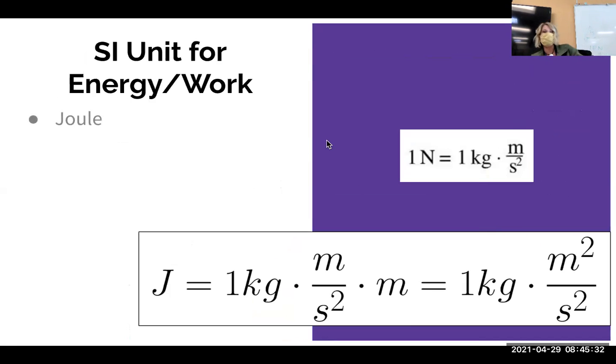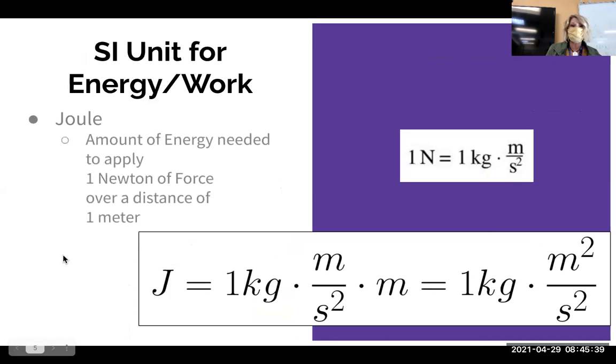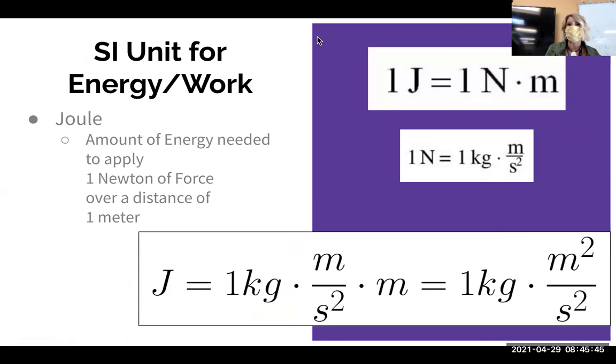Okay, so for this one, we're going to be talking about the SI unit for energy or work. It's the joule. And we can define a joule as the amount of energy needed to apply a 1 Newton force over a distance of 1 meter. So you can see that we have been layering the units that we've been learning, right?